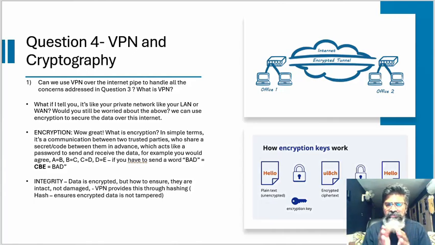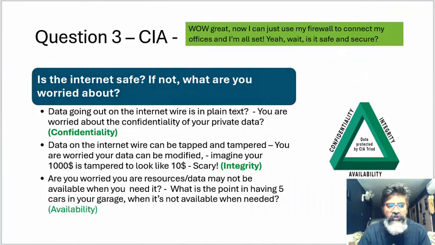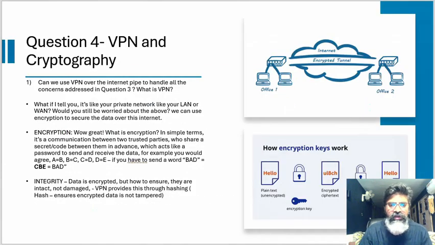So what is VPN in the simplest form? If you see this on the right-hand side, you've got two offices connected over the internet in a tunnel. Can we use VPN over the internet pipe to handle all the concerns addressed in question 3? So going back, this is question 3. Can we address all of this? What if I tell you it's like your private network, like your LAN or a WAN? VPN is that. Sounds good, right? Would you still be worried about the above?